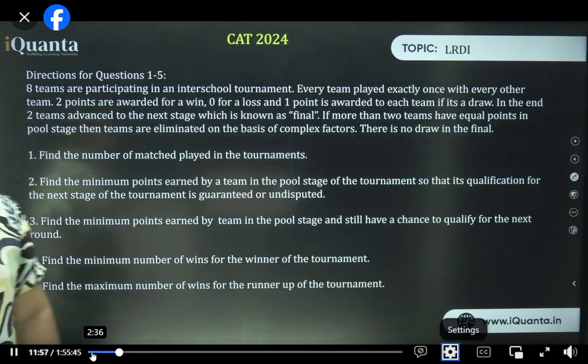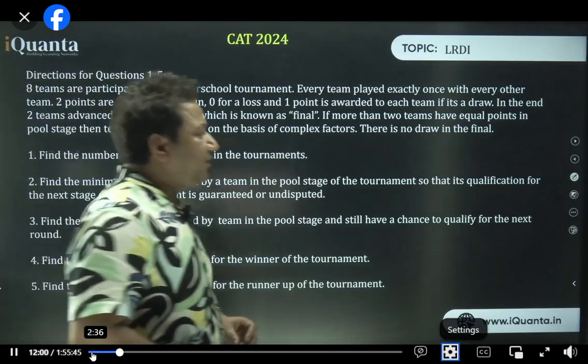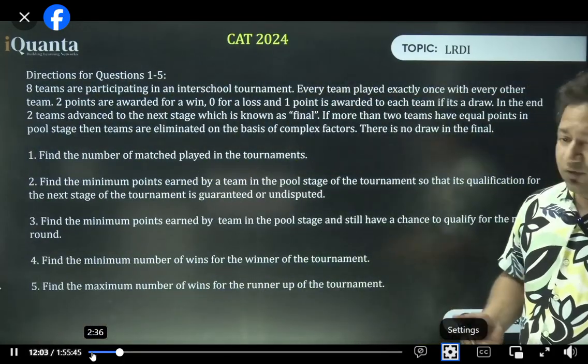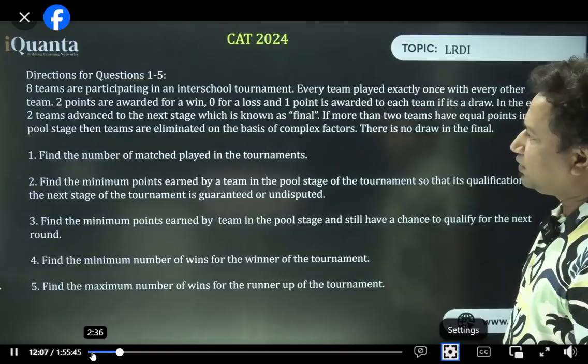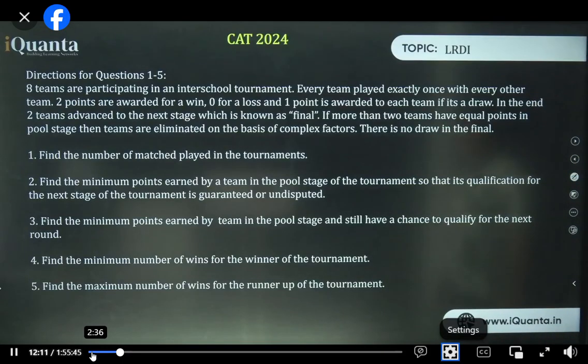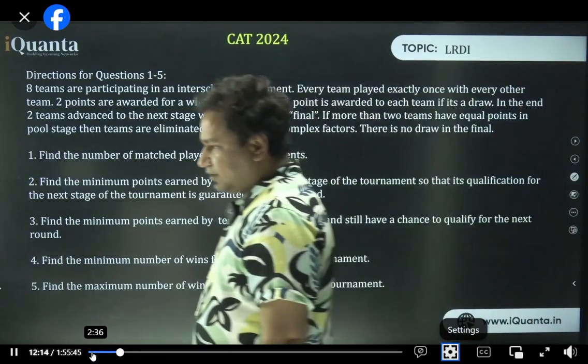Now, here we have the first set. In LRDI, as you know, there are no formulae, there are no shortcut techniques. We understand LRDI only by solving the sets. This is the first set that you have in front of you. I'll allow you 10 minutes to solve this, and then I'll come up with the solution. 10 minutes start now.